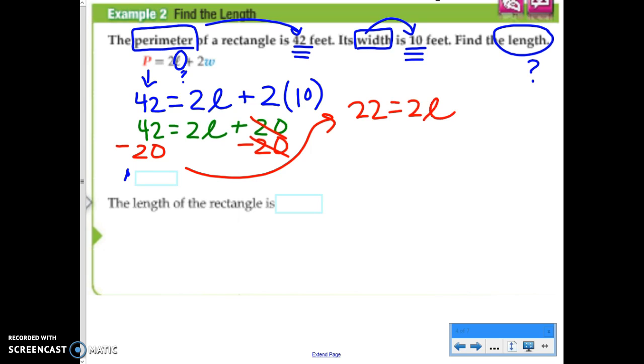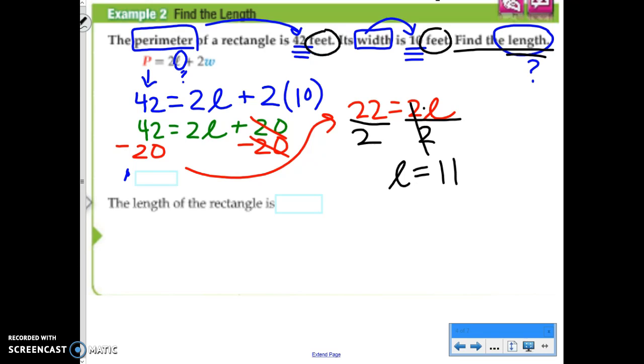And then my last step there is to get L by itself. So this is really 2 times L. The opposite of multiplication is division. So I divide by everything except for L. And now I'm left with a positive L that's by itself, and that has to equal 11. Do not forget, though, that they're asking for you to find the length. And we know that that length so far of that perimeter and the width is in feet. So your answer then would be 11 feet.